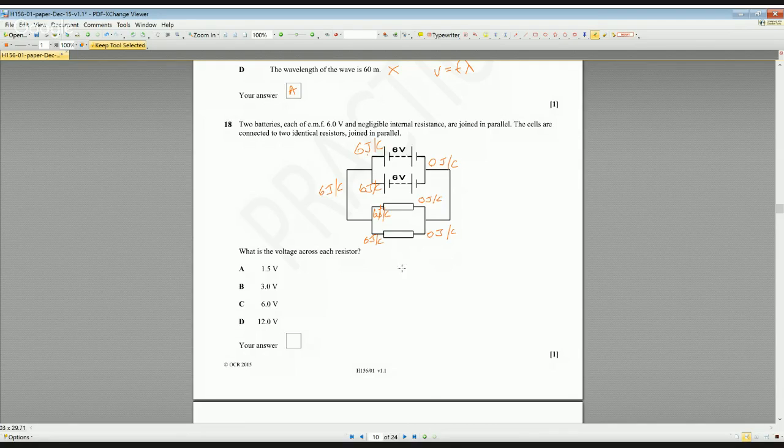So the question here, what is the voltage across each resistor? Well, 6 joules per coulomb, that is 6 volts. 0 joules per coulomb is 0 volts. So the potential difference measured across here would be 6 volts.